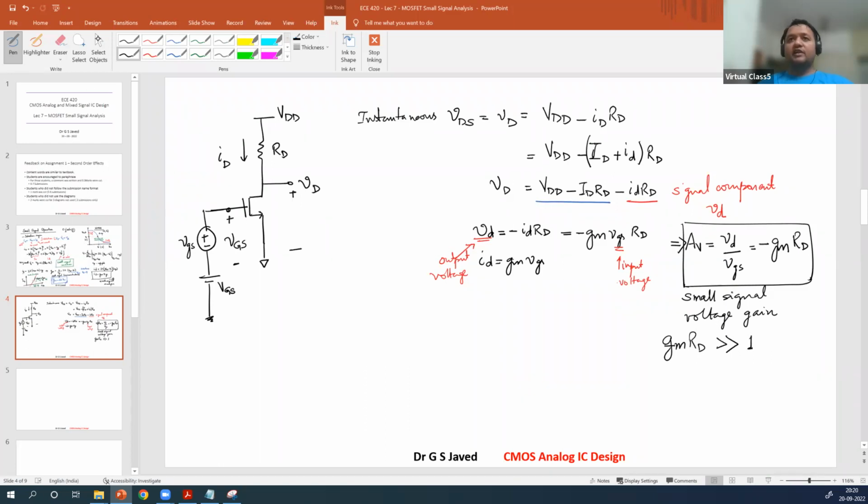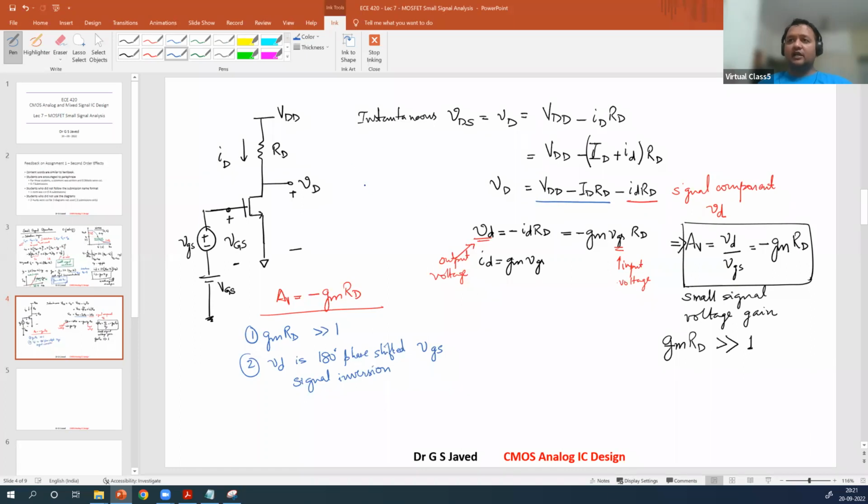Now, another observation that we spoke about: AV is equal to minus gm RD. So this is the reference equation. What information can you gain? First, gm RD is very large compared to 1. Second, VD is 180-degree phase shifted to VGS. So there is a signal inversion.